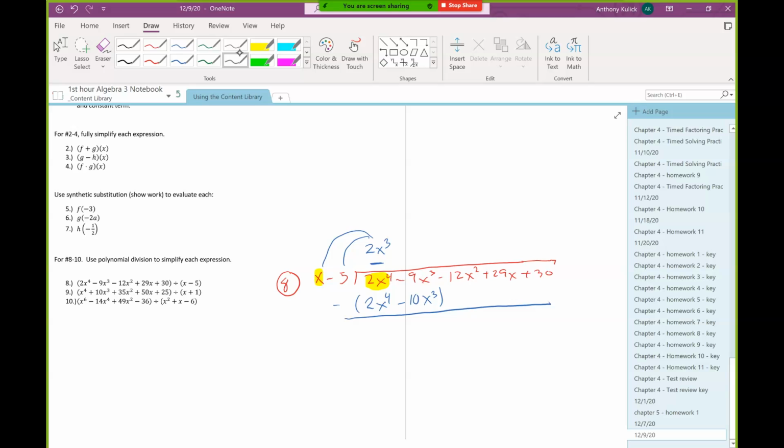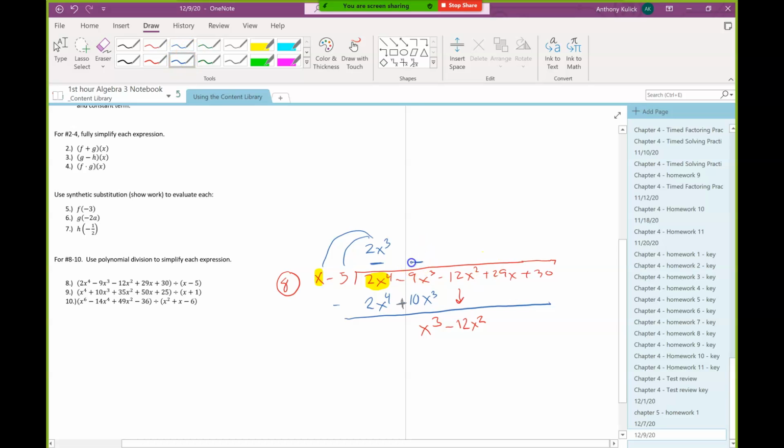One of the most common places that students make mistakes is forgetting to distribute this negative. So let's make sure we do that right now. Negative of a positive is negative. Negative of a negative is positive. So 2x to the fourth minus 2x to the fourth is 0. Negative 9x to the third plus 10x to the third is just 1x to the third. And then we'll bring our next term down.